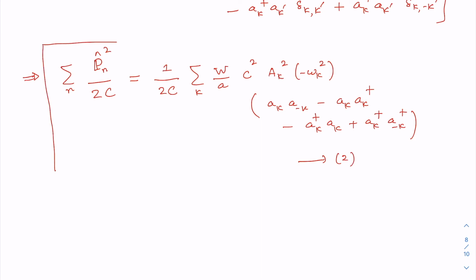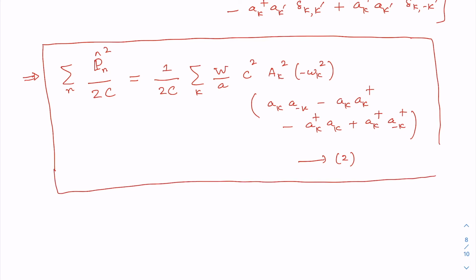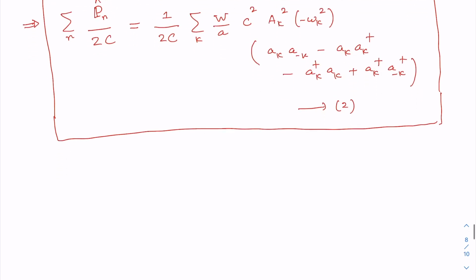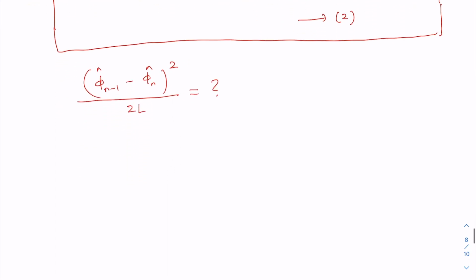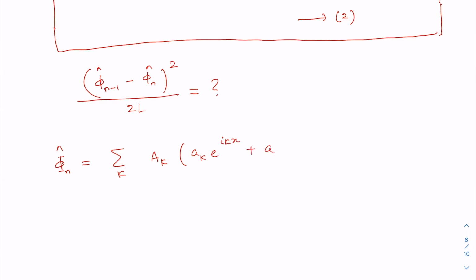So I actually worked out, expanded the first term in our Hamiltonian. Let me now look at the second term. That means we now have to find phi n minus 1 minus phi n whole square divided by 2l. So what is this? Let us work it out. Because we have phi l is equal to sum over k ak e to the power I kx plus ak dagger e to the power minus I kx.